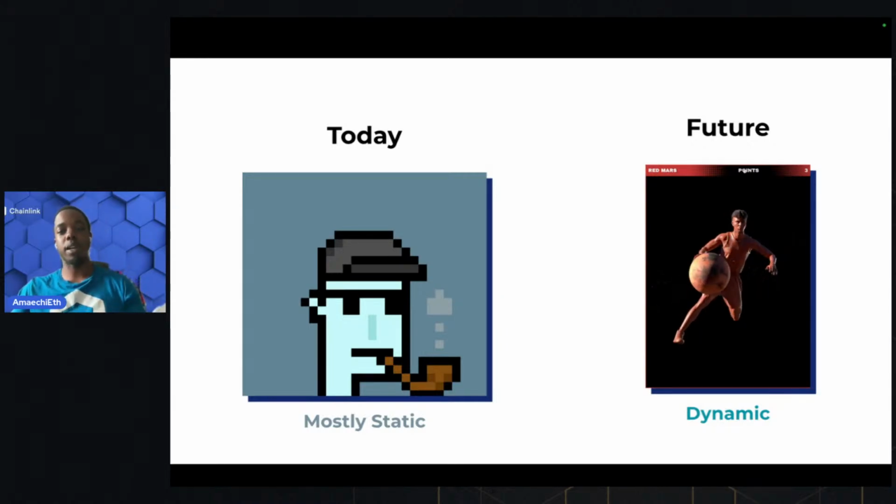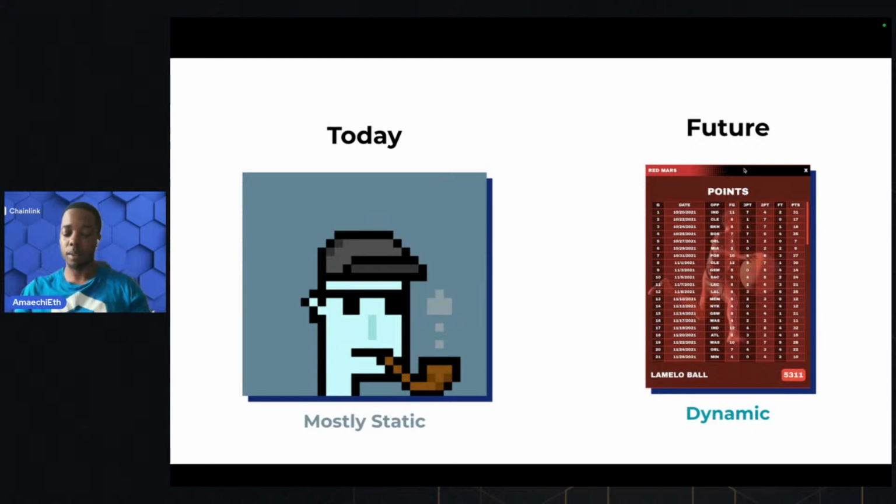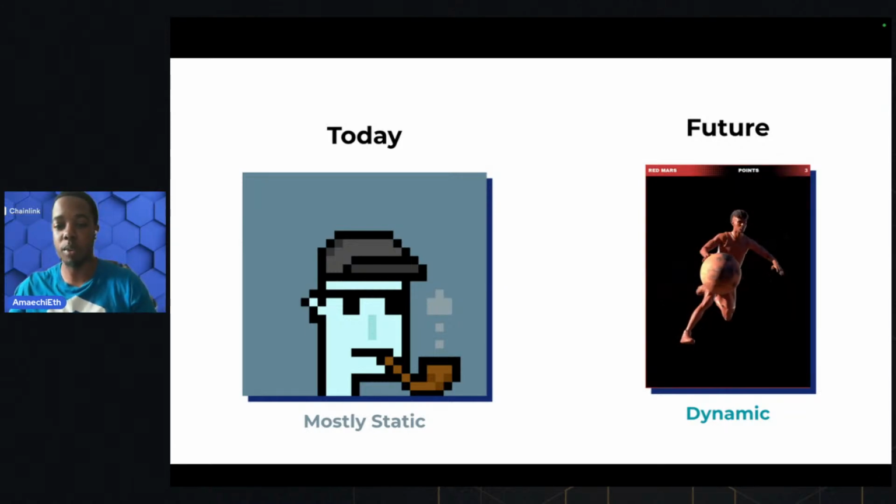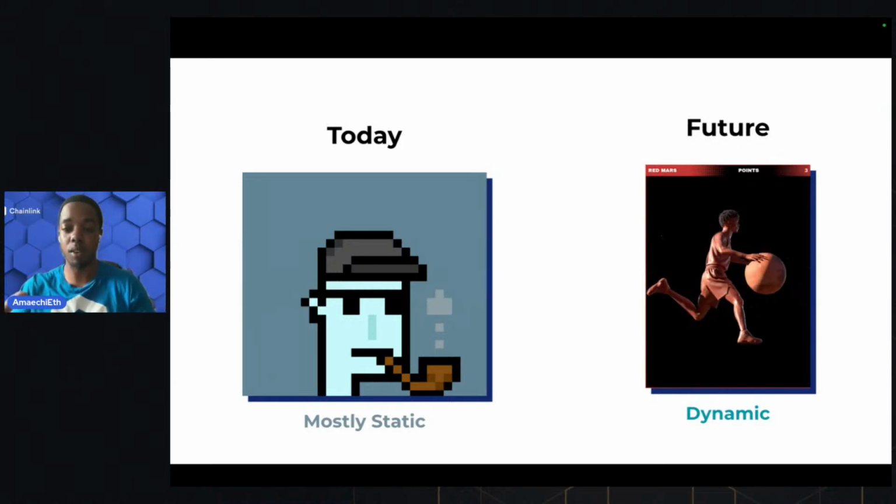Whereas in the future, and where NFTs will be going, and you start to see implementations of this, is dynamic NFTs, where that metadata can actually change to reflect, I don't know, maybe real life world events or various different things, whatever you want.